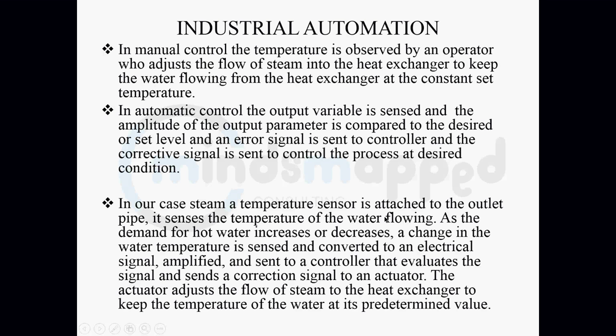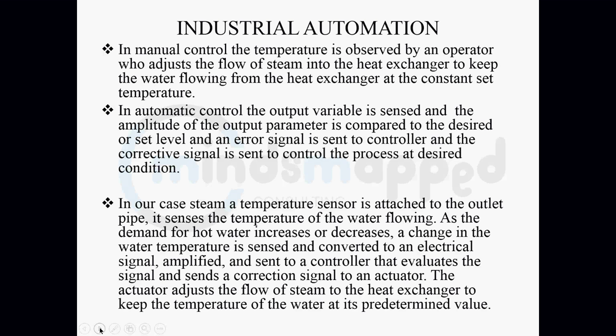So in our case, a temperature sensor is attached to the outlet pipe. It senses the temperature of the water flowing. As the demand for hot water increases or decreases, a change in the water temperature is sensed and converted to an electrical signal, amplified and sent to a controller that evaluates the signal and sends a correction signal to an actuator. The actuator here is the steam inlet valve, right? The actuator adjusts the flow of steam to the heat exchanger to keep the temperature of the water at its predetermined value. So this is what I just explained, but in simpler terms.